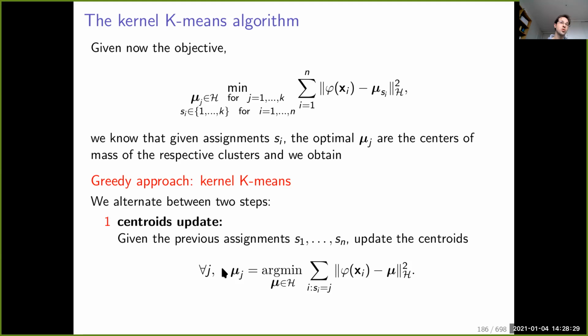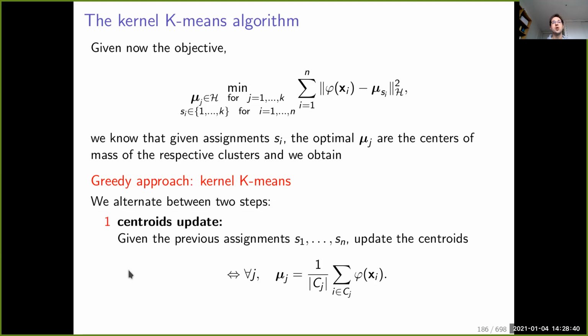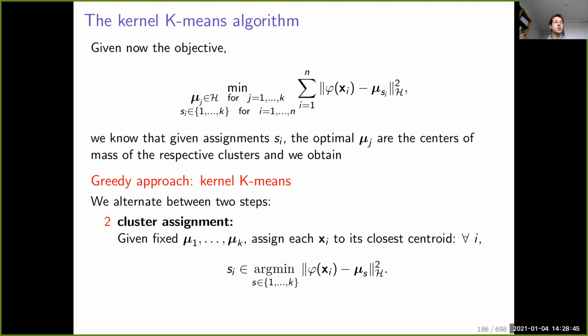And we know that the solutions of that simply consist of taking the center of mass. So this is a way to parameterize the centroid, simply given the assignments. So now that we have this center of mass, we can also do the cluster assignments, okay? Because given previous centroids, given fixed centroids mu1 to mu_k, that are center of mass from previous assignments, we are going to try to improve the assignments.